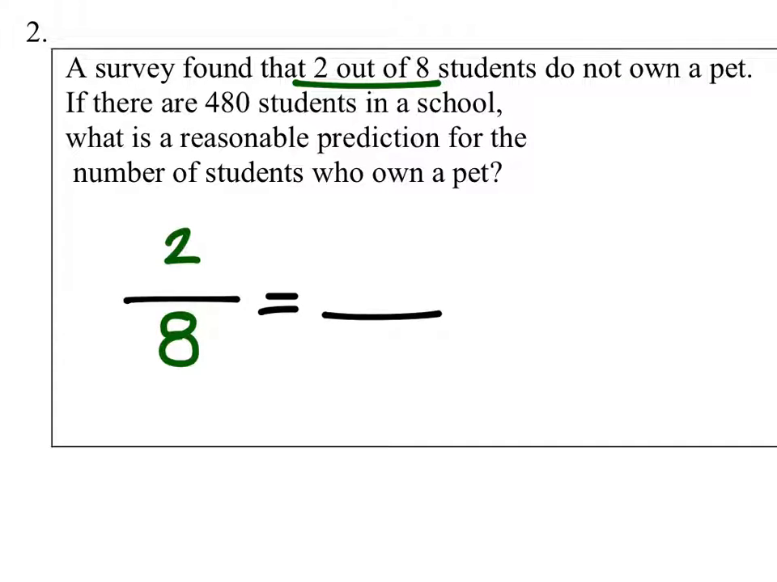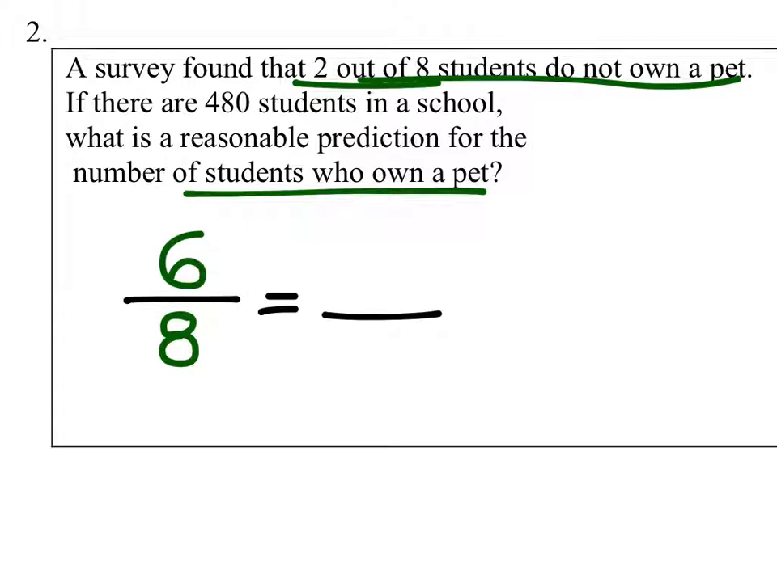It's very good. Yeah, on this one, it said who own a pet. This one was do not own a pet. So instead of 2 out of 8, as it turns out, it would be 6 out of 8. That was tricky of them, the jerks. In any case, though, that would be the case for us, and that's how we're going to proceed.